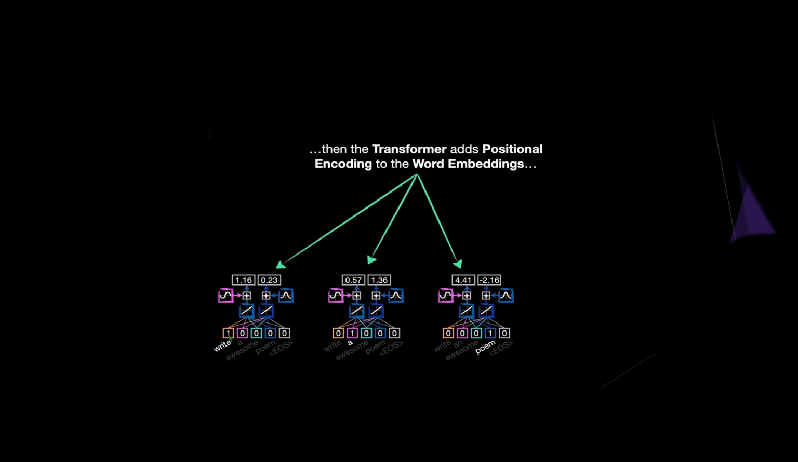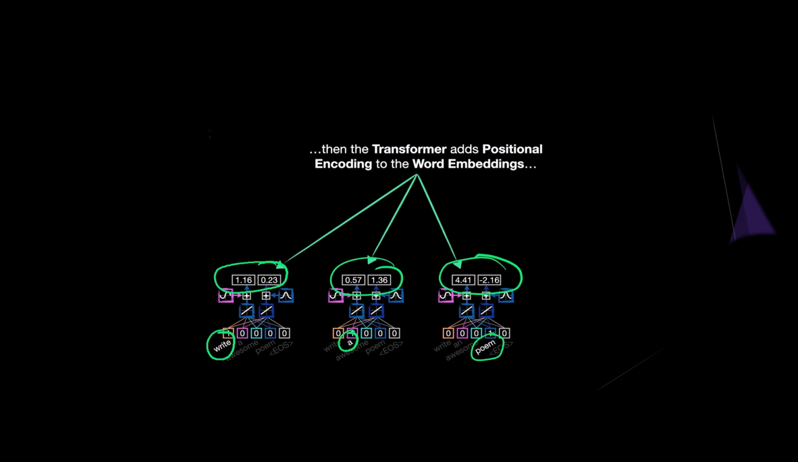Although in an actual transformer model, a single word might be represented by hundreds of values, such as a 512-dimensional vector. For instance, the word "write" might be represented by values like 1.16 and 0.23. Similarly, "a" and "poem" each have their own encoded values. These numerical representations form a matrix that captures both the meaning of each word and its position in the sentence.